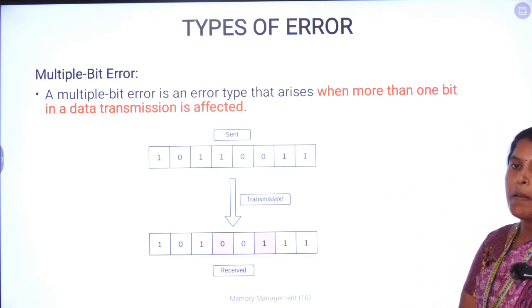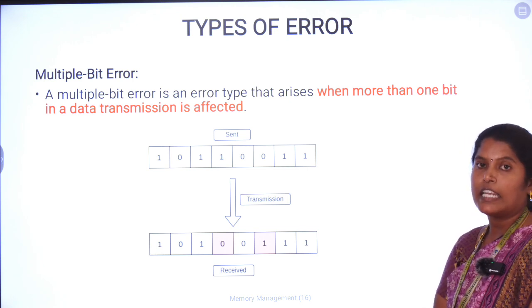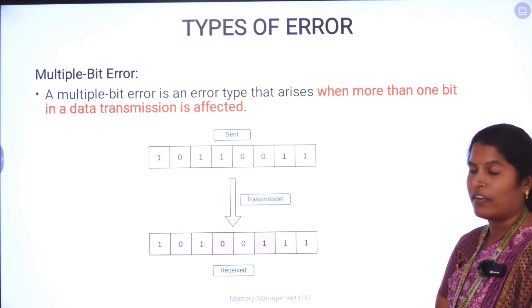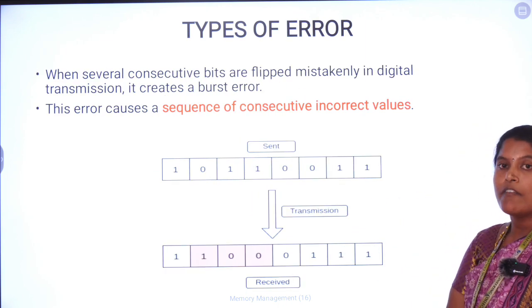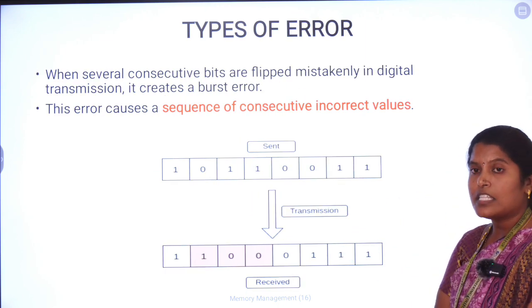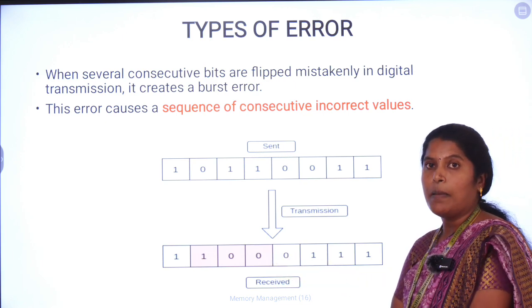The next one is the multiple bit error. If more than one bit is affected, then it comes under the multiple bit error. The third one is the burst error. When errors occur continuously or in sequence, then it comes under the burst error.